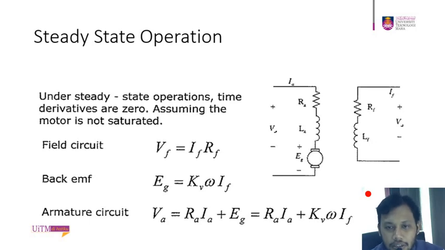During steady state operation, the time derivatives are 0. So assuming that the motor is not saturated, you can say that Vf equals IfRf. For the back EMF, Eg equals kV omega If. And for the armature circuit, Va equals RaIa plus Eg, or RaIa plus kV omega If. This is for steady state operation.